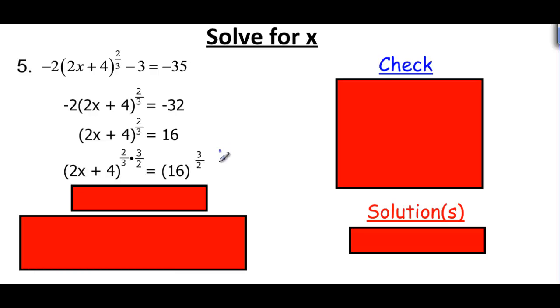But if you look here, remember when you have an exponent, the denominator is our index. And since our index is 2, that means I'm taking the square root of both sides. And anytime you take the square root, or an even root, you need a plus or minus. So that's where you're going to have to be careful here.